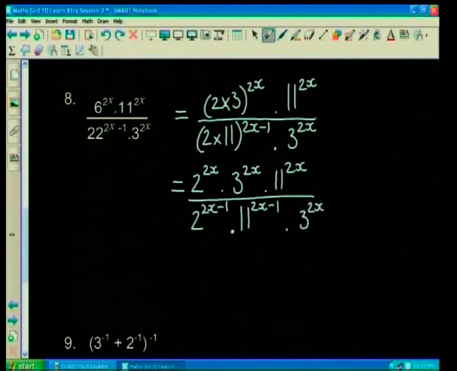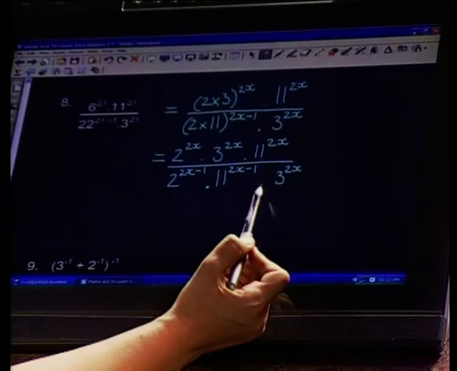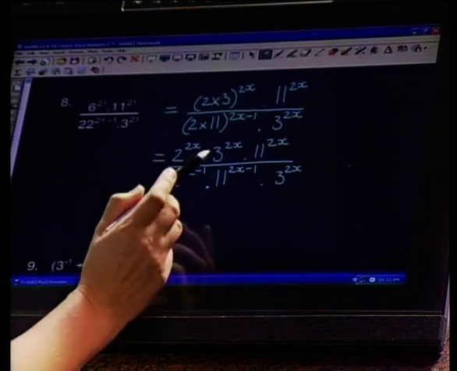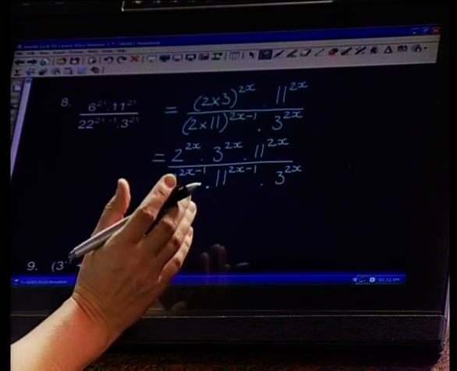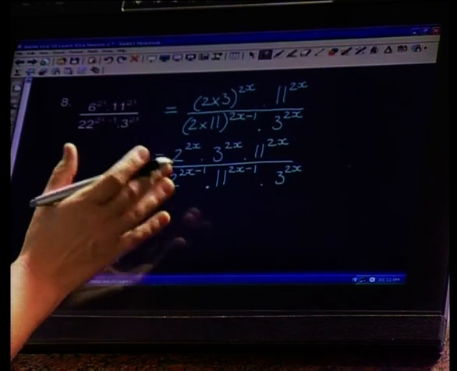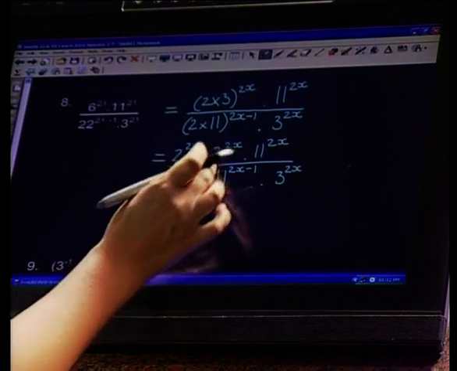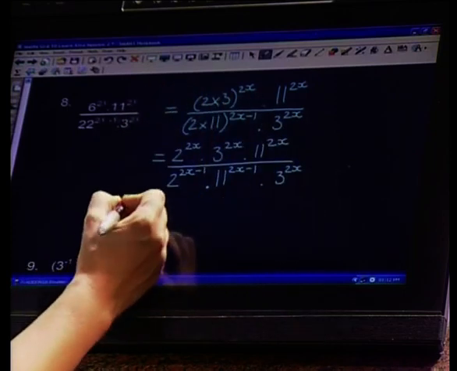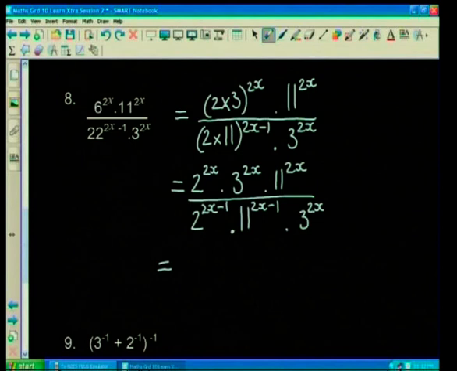Now I know some of you are already going to see that 3 to the power of 2x can cancel with 3 to the power of 2x. You can do that. I'm going to carry on with the method that I've been using up to this point, which is I've simplified the top and I've simplified the bottom. Now I'm going to bring the exponents from the bottom up to the top by subtracting them from the top and deal with what happens then. So I have 2 to the power of 2x at the top, and I'm going to minus 2x minus 1 from it. So that comes from the bottom.